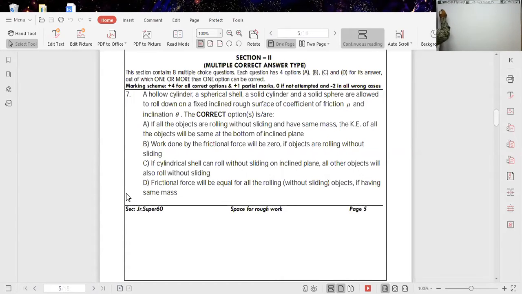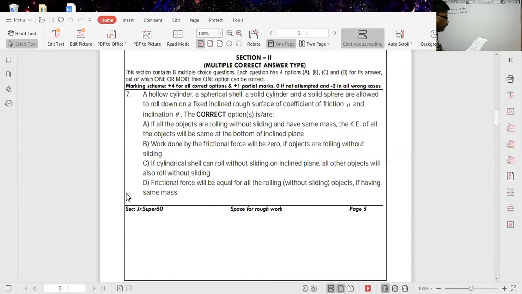Seventh problem, you see: a hollow cylinder, a spherical shell, a solid cylinder and a solid sphere. In this way there are 4 bodies. They are allowed to roll down on a fixed inclined plane, a rough surface with coefficient of friction mu and inclination theta. The correct option is first, A.